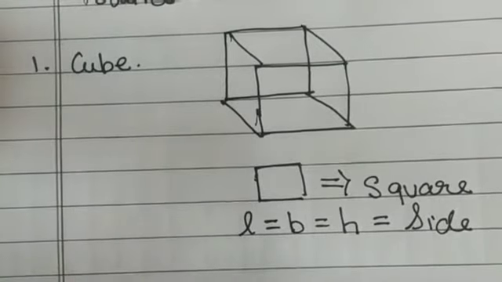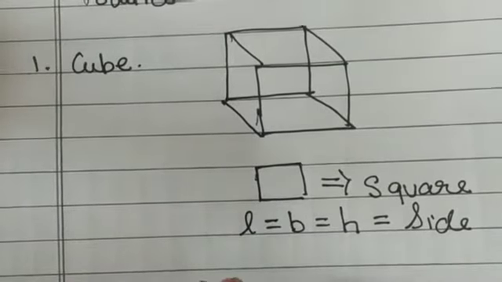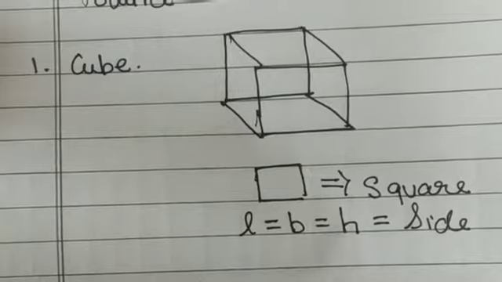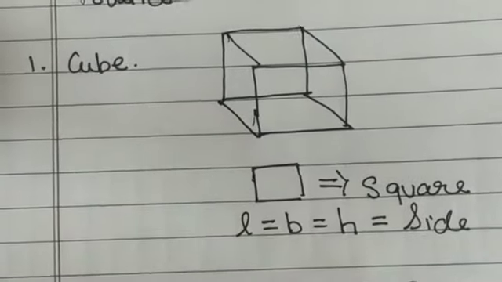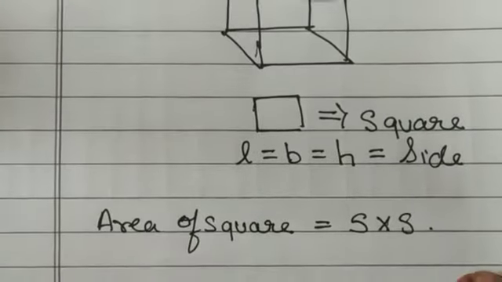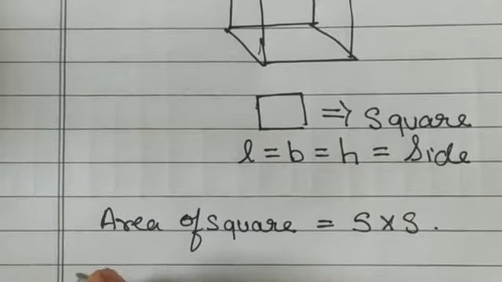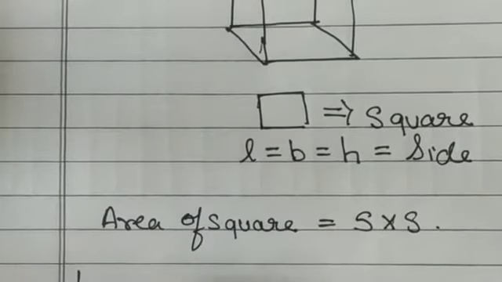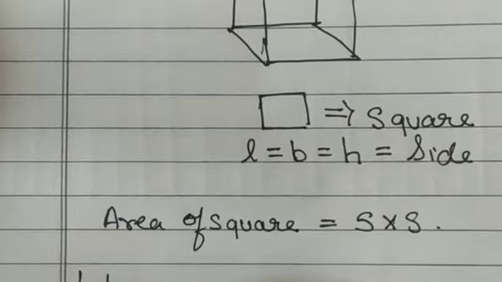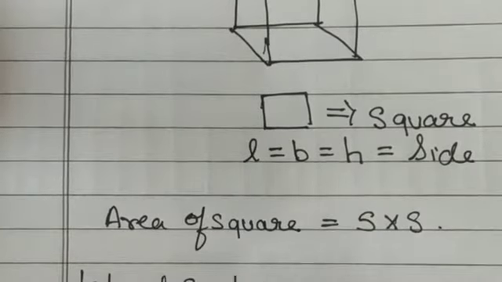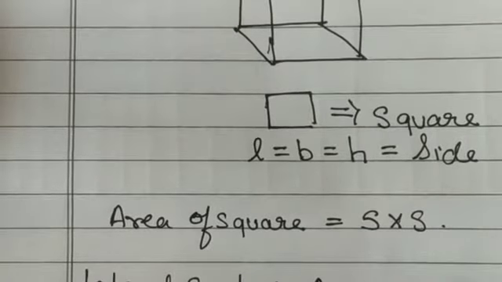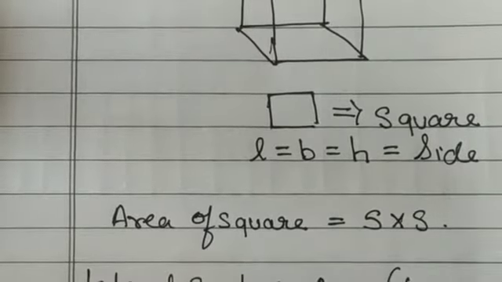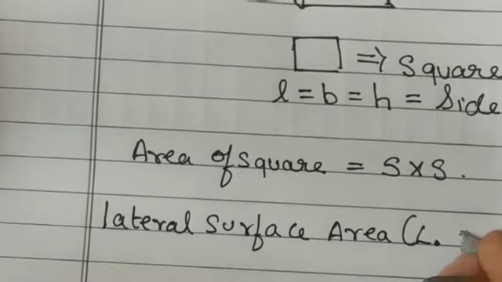So what is the area of a square? You have learned that the area of the square is side into side. So now we are going to write the formula for the lateral surface area. In short form we will write it as LSA.